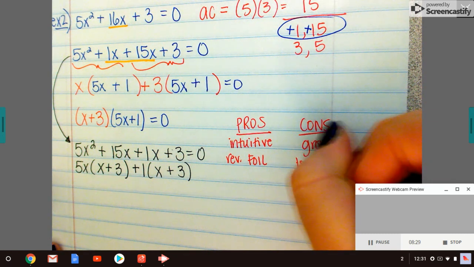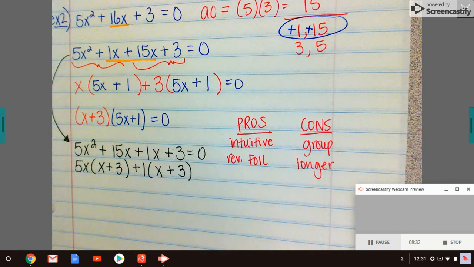So it's a little bit longer compared to the next type I'm going to show you, which is the Lizzie method. So go ahead and watch that video next if you'd like to see the Lizzie method.